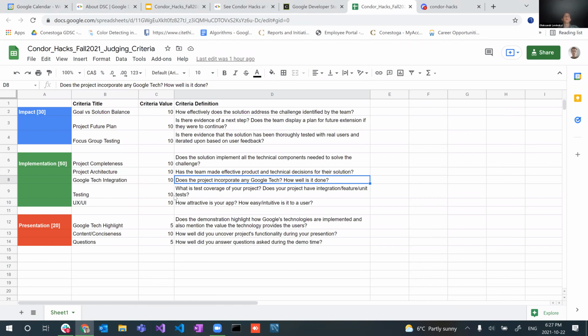So in this case, we would prefer quality over quantity. So it's better if you implement, again, you're welcome to use any technologies you want. It's not only bound to Google Tech, but we would like to see some Google Tech, since this event is also sponsored by Google Developer Student Clubs as well.